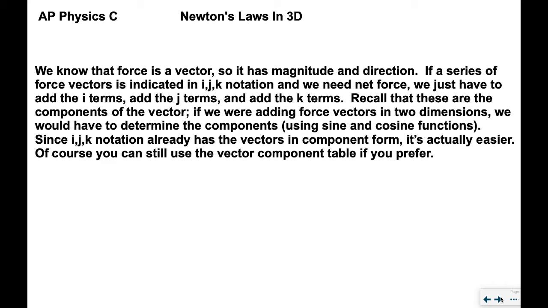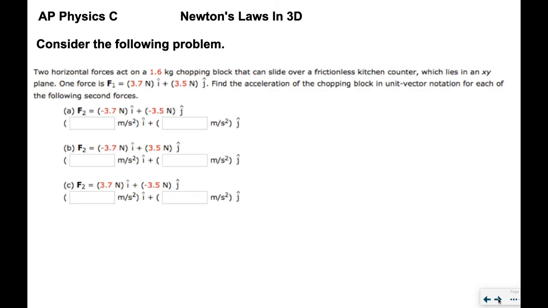If we were adding force vectors in 2D, we would have to determine the components using sine and cosine functions. Once again, since IJK notation already has the vectors in component form, it's actually much easier. Of course, you can still list the vector components in a vertical table with x, y, and z columns if you prefer. But the point is, adding the components of different force vectors in IJK notation is very easy.